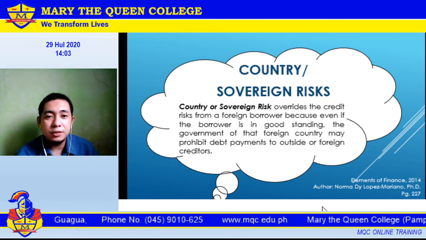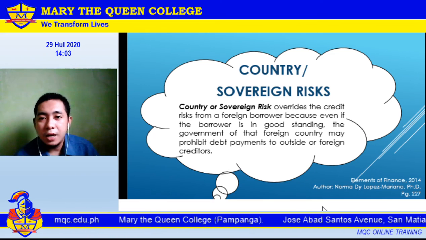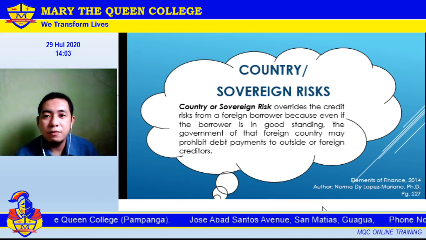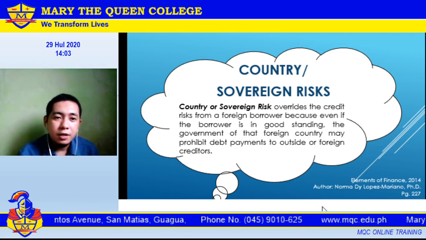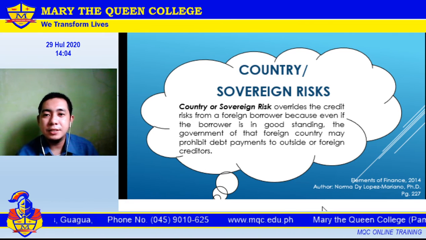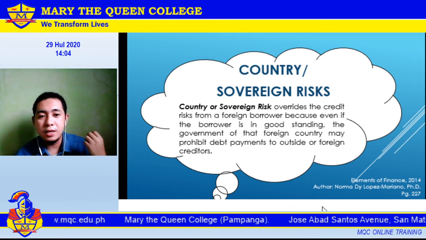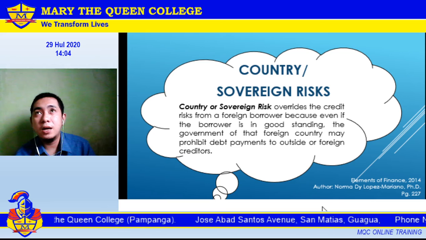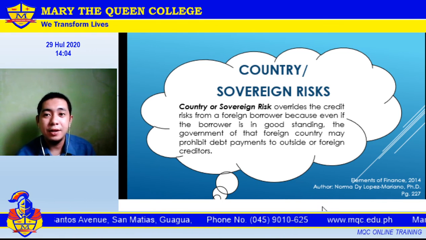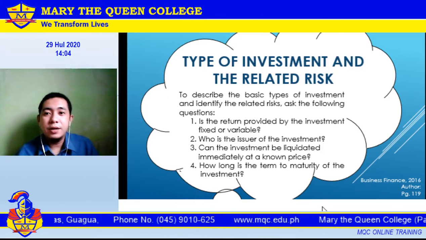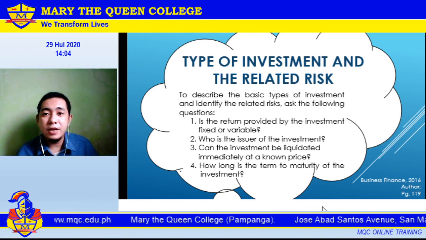Then lastly is country and sovereign risk. It overrides the credit risk from a foreign borrower because even if the borrower is in good standing, the government of that foreign country may prohibit debt payments to outside or foreign creditors. So nangyayari to sa mga trade bans, no? So baka hindi payagan pagpapautang, hindi allow, no? So mga batas, no? Just like the Huawei China USA trade ban. Now, those are part of the risks. Okay? So, please remember these things, what risk investment is related to.